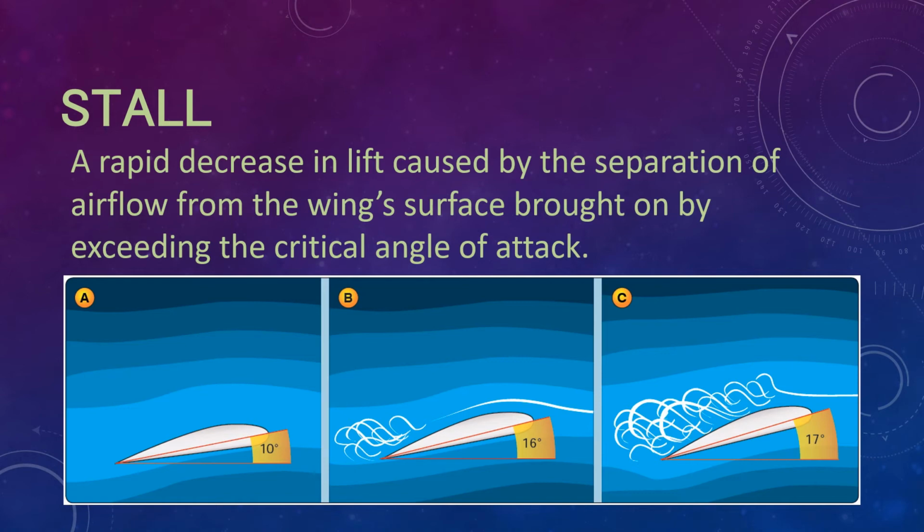But don't worry, as long as you aren't too close to the ground, you can easily recover from a stall. Just lower the nose below the critical angle of attack, air will start flowing over the top of the wing again, and the wing will start producing lift.